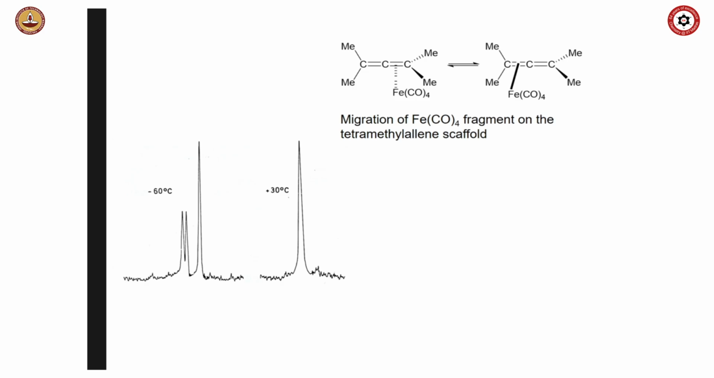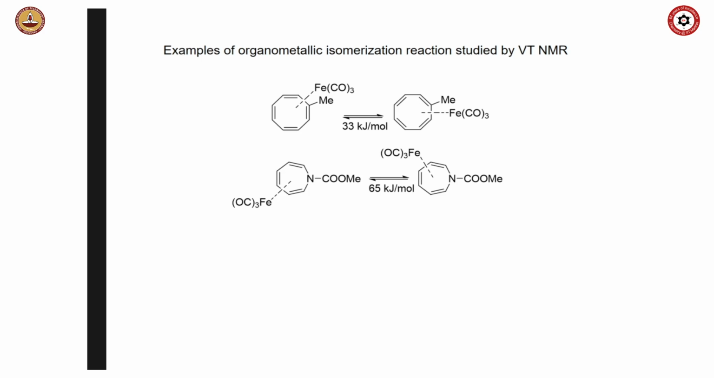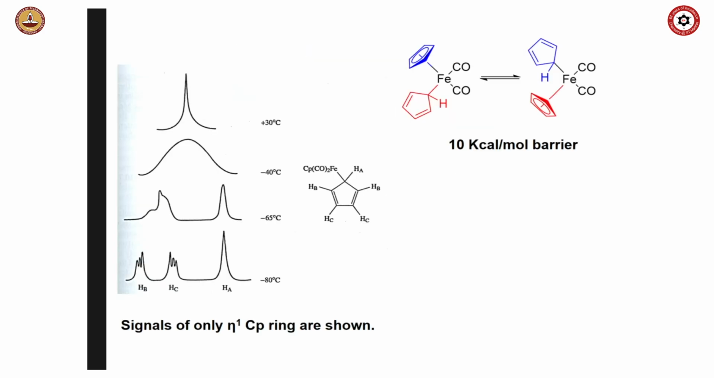At higher temperatures, room temperature for example, the interconversion is so rapid that you see only 1 signal. This is at plus 30 degrees centigrade and this is minus 60 degrees centigrade. So these are the 2 types of migration you will have. Such migration can be studied by eta 6, eta 4, all kinds of carbonyl compounds. These are examples studied by NMR spectroscopy to determine the activation barrier of the rearrangement.